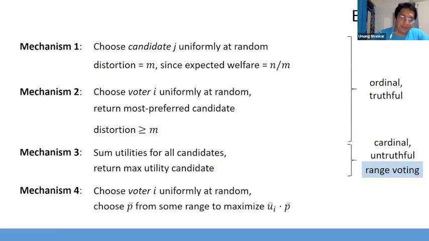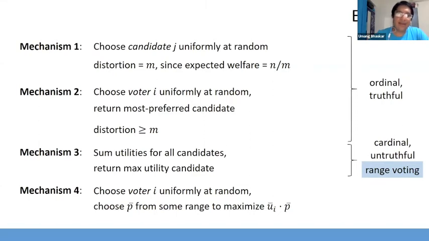And the fourth mechanism I'm going to look at generalizes the first two. Here I still pick a voter uniformly at random, but I have some fixed range of distributions in mind for my mechanism. From this range, I'm going to pick the distribution which maximizes this agent's expected utility.